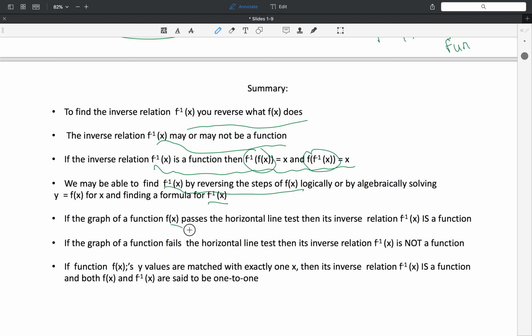If the graph of f of x passes the horizontal line test, its inverse is a function. If the graph of a function fails the horizontal line test, its inverse is not a function. If f of x's y values are matched with exactly one x, then its inverse relation is a function, and both f of x and the inverse are said to be one-to-one.